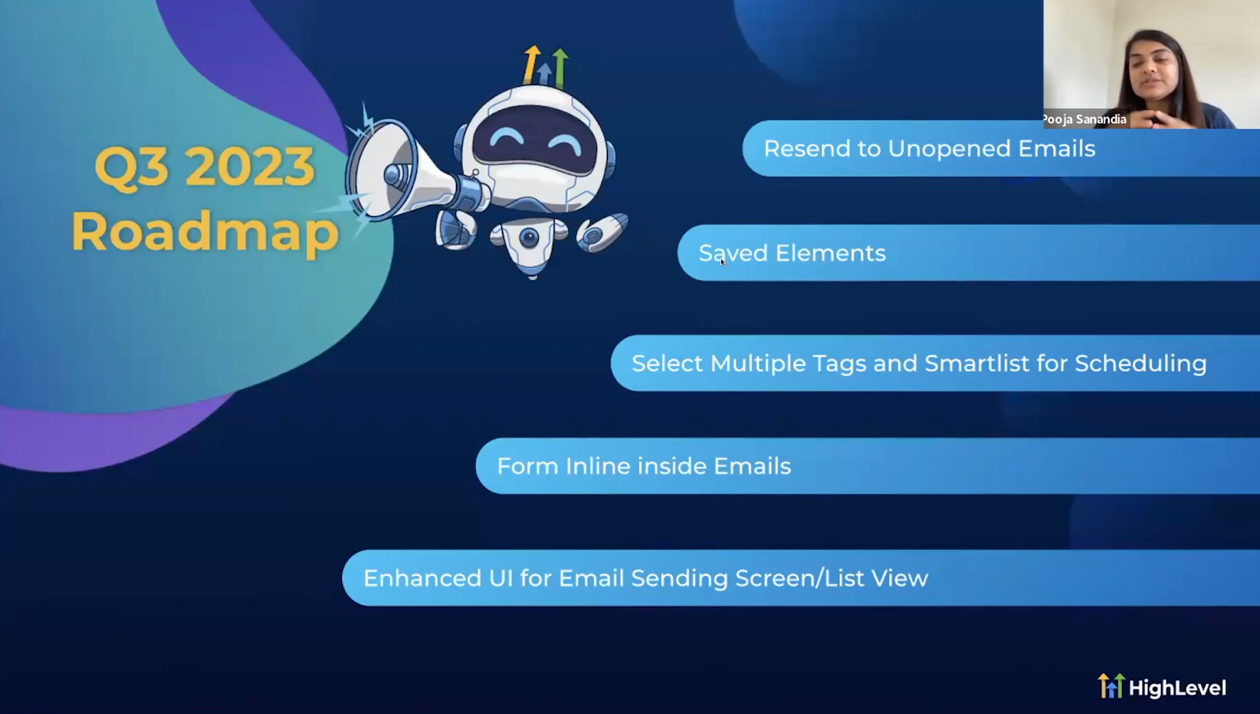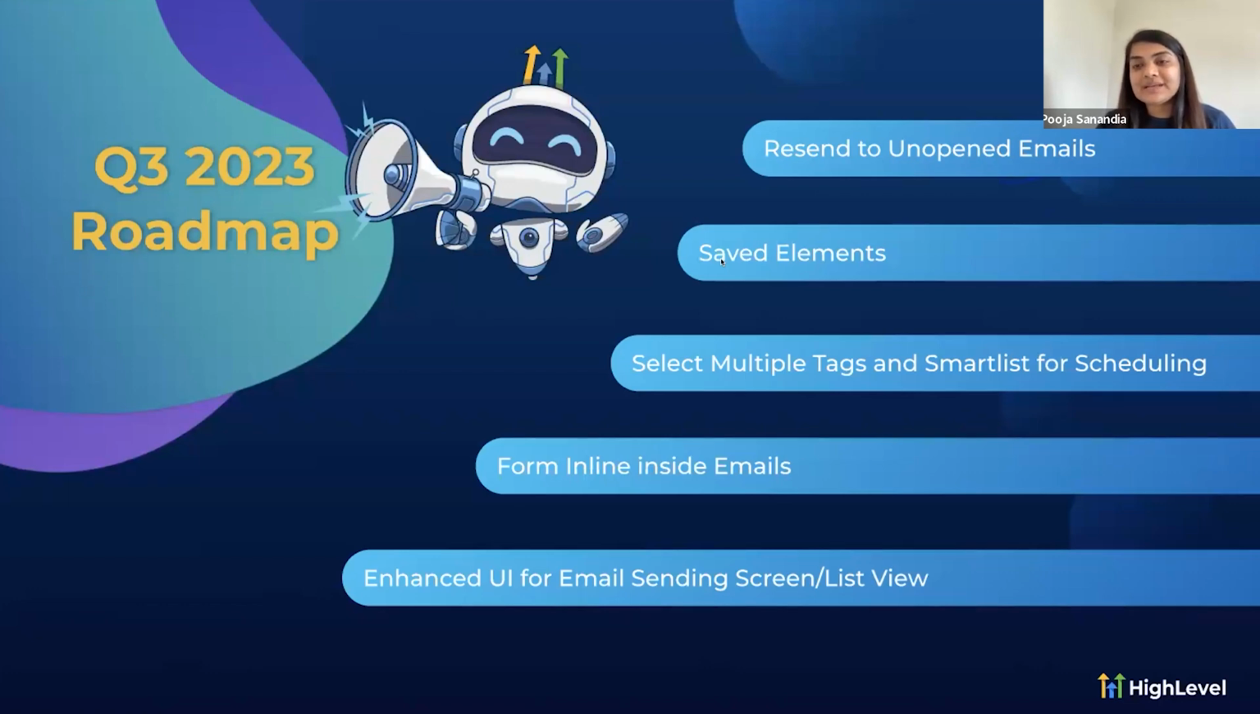So with these saved elements, you can save a column or a row and everything, and then save that particular element area, build your campaign or email template again, and repurpose that out. Then another thing that we are working on right now is allowing our users to send scheduled campaigns for multiple tags and multiple smart lists.